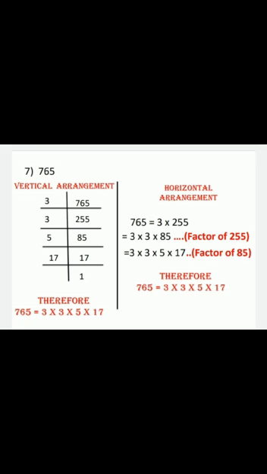Now in horizontal arrangement, 3 into 255. Then find the factors of 255, that is 3 into 85. So you write 3 into 3 into 85. Then factors of 85 is 5 into 17. So you will write 3 into 3 into 5 into 17. So therefore the prime factors of 765 is equal to 3 into 3 into 5 into 17.